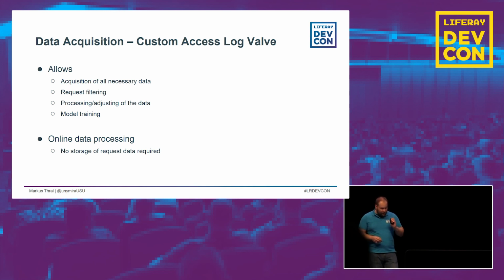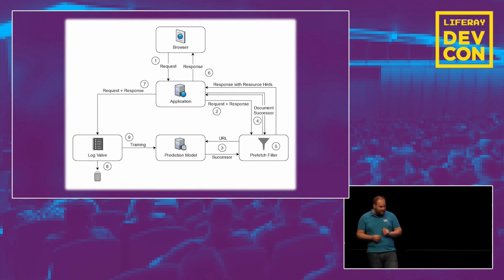So here I displayed the complete process of training and preloading. On the right side, you see the 5 steps which I described for preloading. On the other side, you see the training phase. After the response is sent to the user or to the browser, request and response are gathered by the log valve and are filtered and used for training.